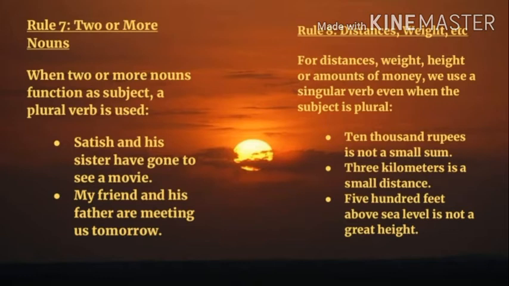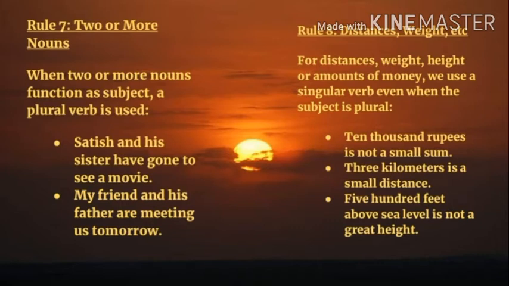Now, let's switch over to rule number 8 related to subject verb concord. For distances, weight, height or amounts of money, we use a singular verb even though the subject is plural. For example, 10,000 rupees is not a small sum. Here, 10,000 rupees is a plural subject, but we use singular verb is in the sentence.